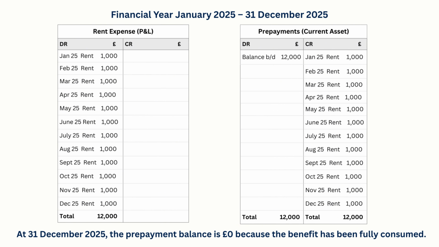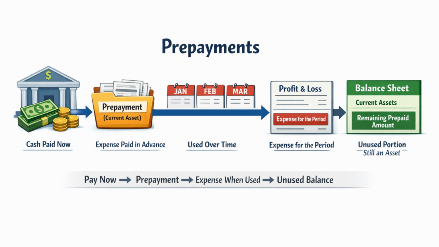The prepayment balance in the balance sheet is £0 because the full benefit has now been used. Let's recap the key points about prepayments. Prepayments are expenses paid in advance. They are shown as current assets in the balance sheet. Cash is recorded when it is paid.